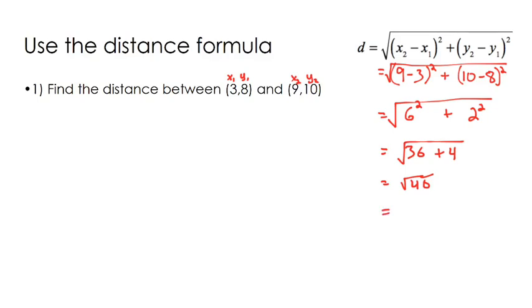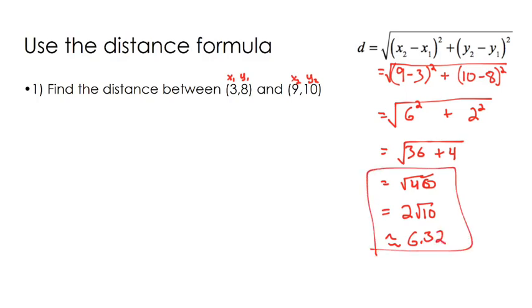And that square root of 40 can be simplified a couple of different ways. One is it would simplify as a radical to 2 square roots of 10. Or if we want to do a decimal approximation in our calculator, that would become roughly 6.32. So any of these answers for me would work. This one in the middle would probably be your best answer here.